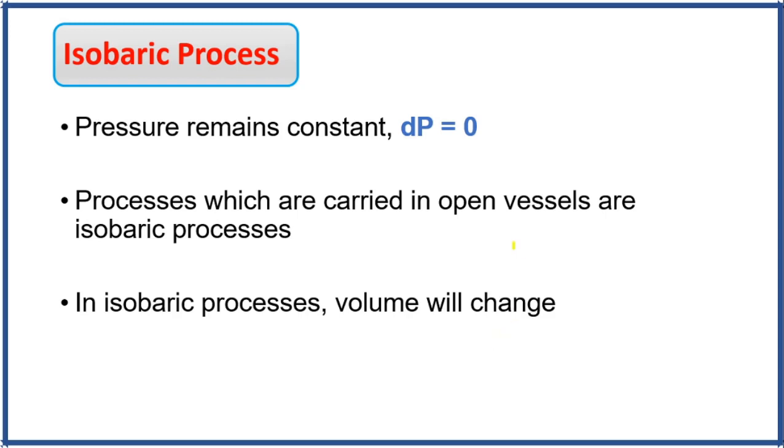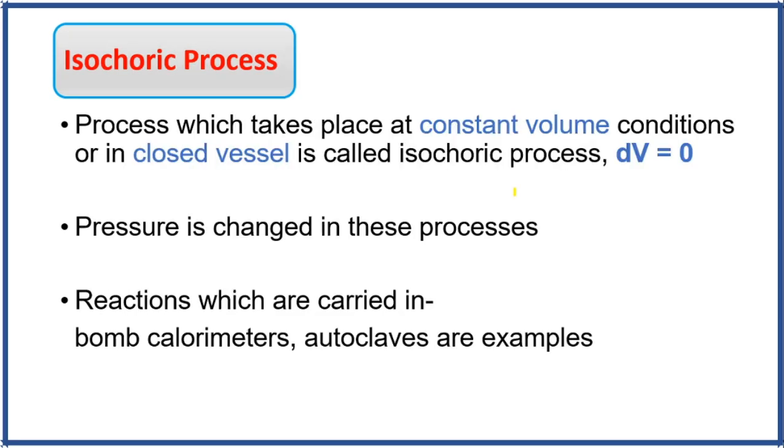In the isobaric process, change in pressure is 0. That means system and surroundings both will have the same pressure. So generally the processes which are carried out in open vessels come under isobaric processes. In isobaric processes, the volume will change. Next, the isochoric process. In this isochoric process, the change in volume is zero. That means volume remains constant, whereas the pressure may change in these processes. So the reactions which take place in bomb calorimeters and autoclaves are examples of these isochoric processes.